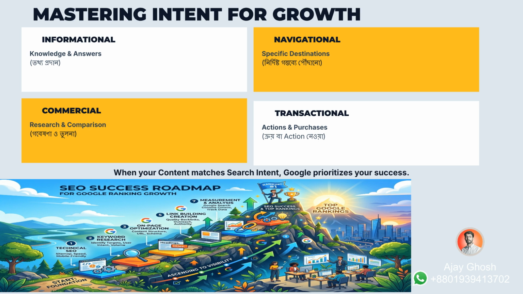To master intent for growth, align your content with all 4 types of intent: informational, navigational, commercial, and transactional. When your content matches search intent, Google prioritizes your success.